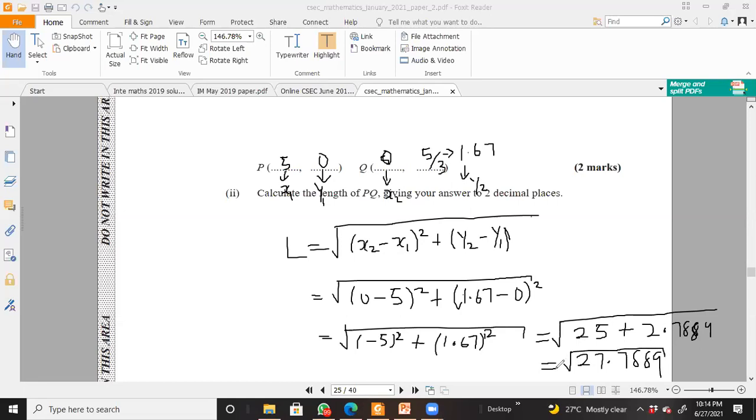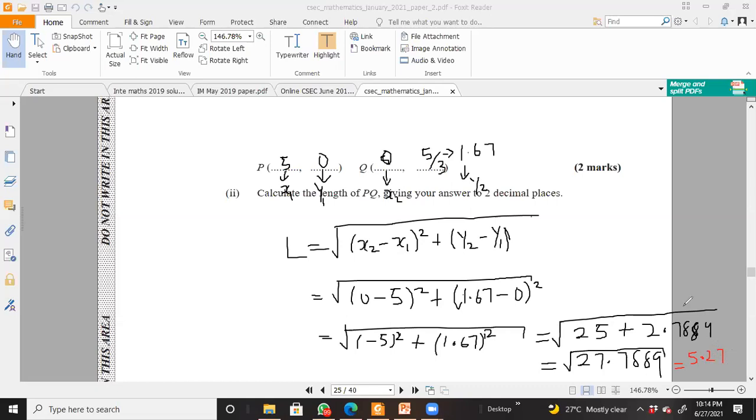Okay, so when you find that square root, what do we get? 5.276. Roll it off, I get 5.3. No, give it to 2 decimal places. Give me the answer to 2 DP. 5.27. Okay, good.